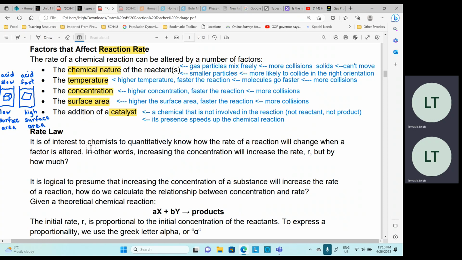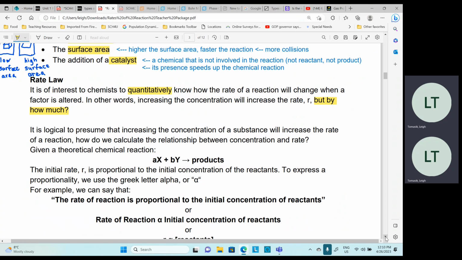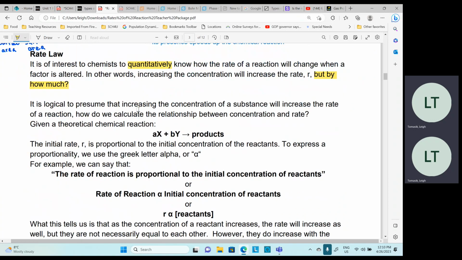So that's why it says it is of interest to chemists to quantitatively, right? That's a number. Know how the rate of a reaction will change when a factor is altered. In other words, increasing the concentration will increase the rate, but by how much? That's where rate law comes in. So we know these 5 things will increase or decrease the rate of the reaction, but we need to know by how much. It is logical to presume that increasing the concentration of a substance will increase the rate of a reaction, but how do we calculate the relationship between concentration and rate?